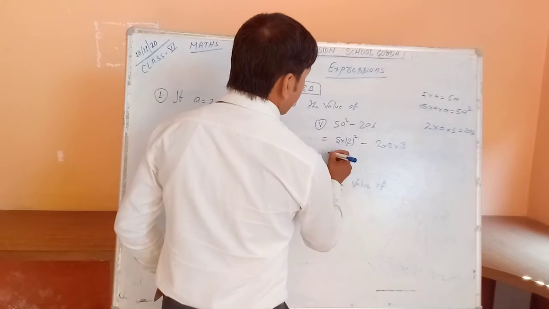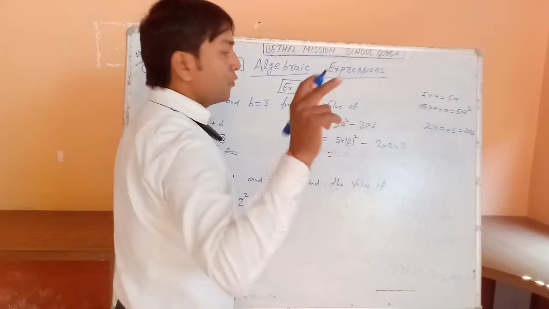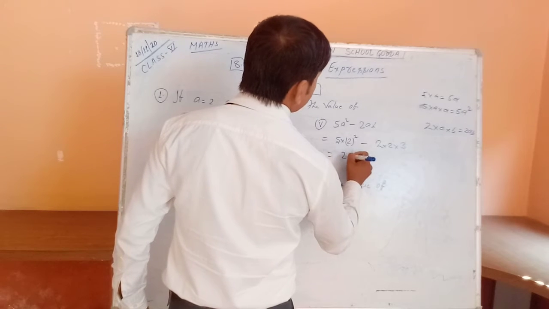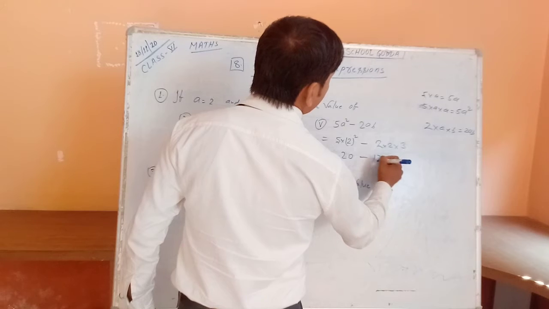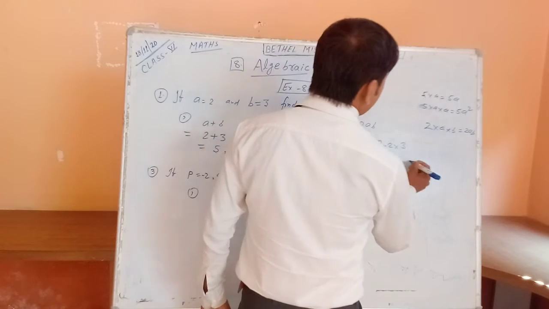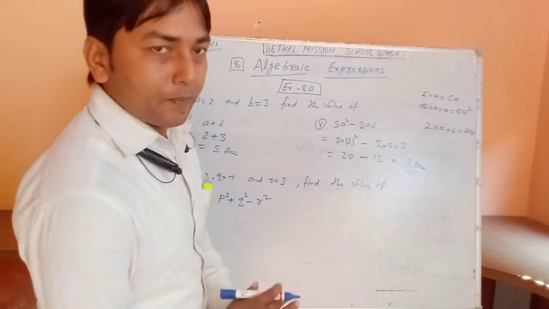Now multiply 5 into 2 into 2, that is 2 times 2 is 4, 4 into 5, 5 fours are 20, minus 2 into 2 is 4, 4 threes are 12. 20 minus 12, that is 8. 8 is the answer. Very easy. I hope you got it.